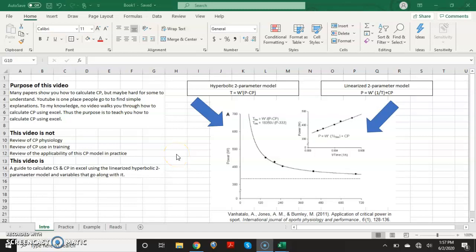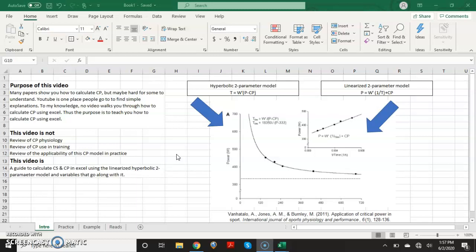Today I'm going to be showing you how to calculate critical power using the linearized hyperbolic two-parameter model. Now, I want to start off with a disclaimer of this video. This video is not going to be a review of critical power physiology. It's not going to be a review on how to use critical power in training. And it's not going to be a review on the applicability of the certain model that I'm calculating today, even though there are plenty that exist. And some people might think that some methods are better than others, but today I'm simply just showing you how to calculate this two-parameter model.